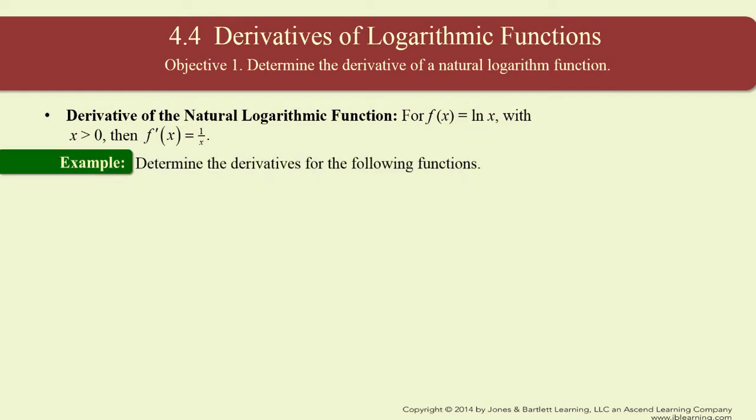So let's practice this. Let's look at an example. In this example, we're going to determine the derivatives for the following functions. The first one is f of x equals 10 natural log x plus 15. And the second one is g of x equals the natural log square root x plus e to the x. So at this point, you know the drill. Hopefully you've written down the rule for the derivative of natural log x, and hopefully you've written down this example, because now I'm going to head off to the chalkboard and work out this example.